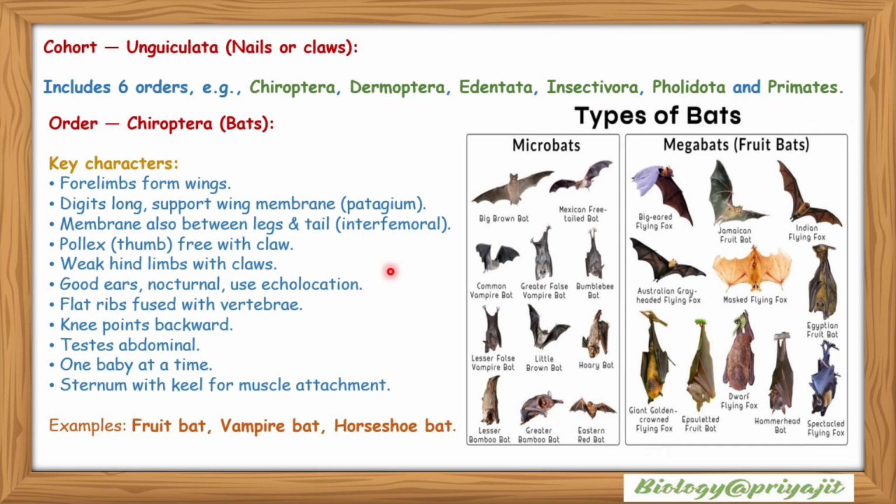Testis is abdominal. One baby is born at a time. Sternum with keel for muscle attachment. Example: fruit bat, vampire bat, horseshoe bat, etc.